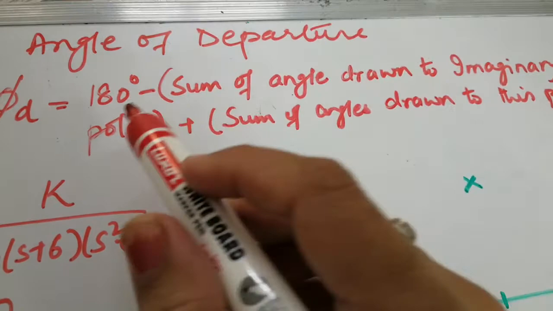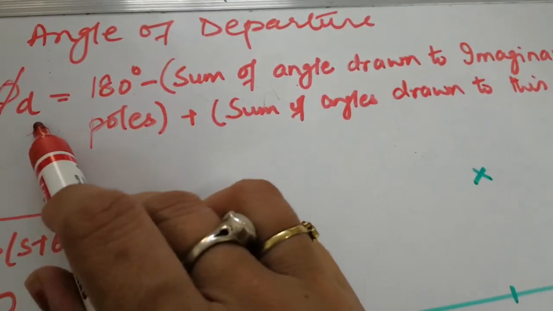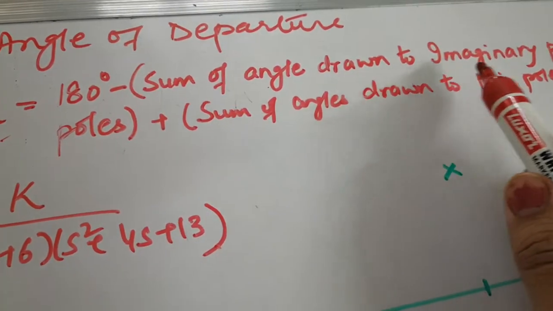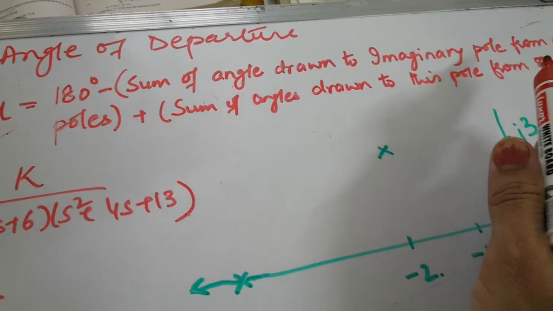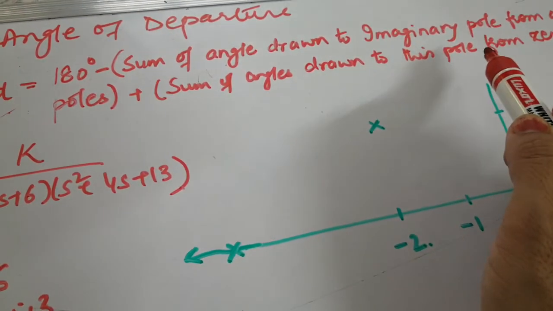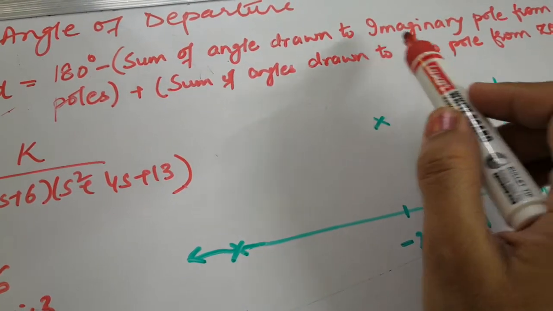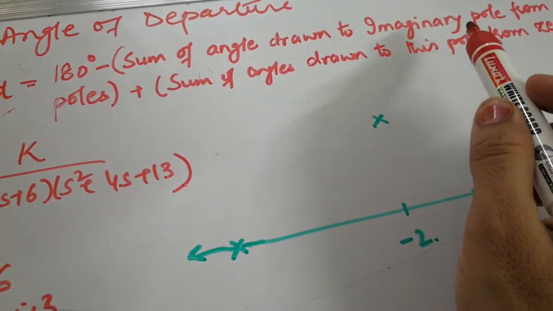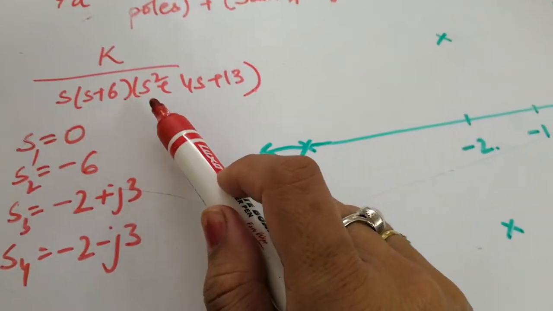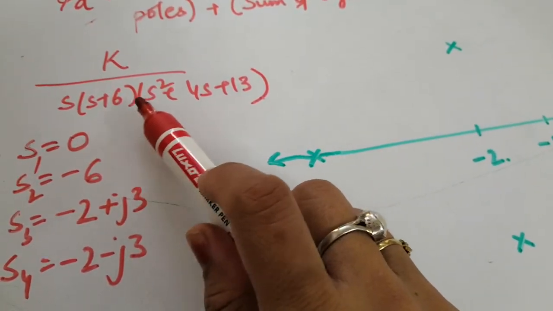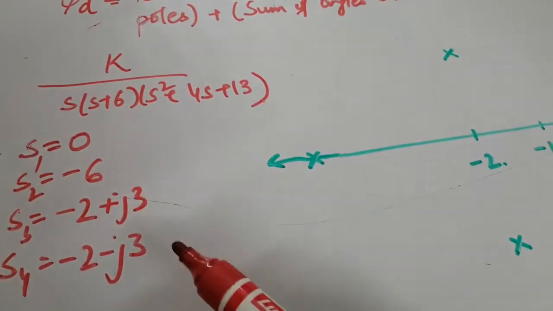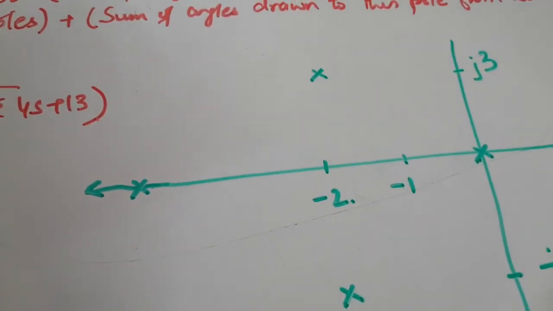So the formula for this is 180 degree. I have taken the angle of departure only. So it will be 180 degree minus the sum of angles drawn to this pole from other poles plus the sum of the angles drawn to this pole from zeros. If there are zeros, then the angles will be added, and if there are other poles, then the angle will be subtracted from 180 degree. So here I have taken an example where we have got 4 poles and no zeros. So the 4 poles values are this, and I have drawn it here on the S-plane also.